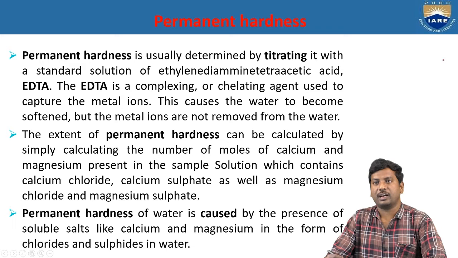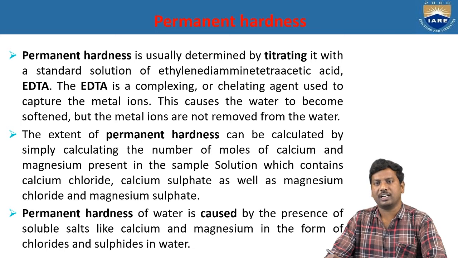The EDTA is a complexing or chelating agent used to capture the metal ions. This causes the water to become softened, but the metal ions are not removed from the water. That means EDTA is used to determine how much hardness is present in the water sample, but it cannot remove the metal ions. So the extent of permanent hardness can be calculated by simply calculating the number of moles of calcium and magnesium present in the sample solution.